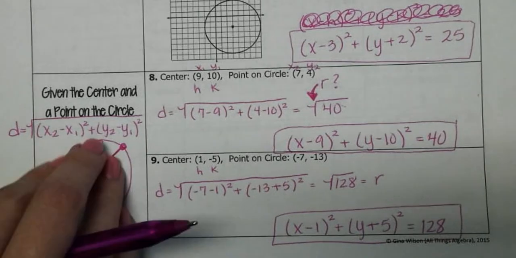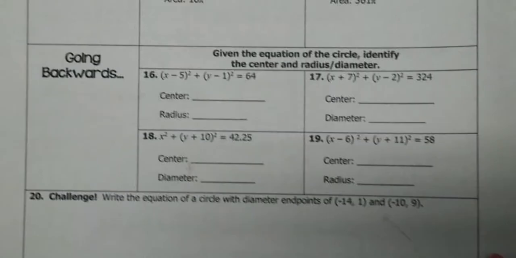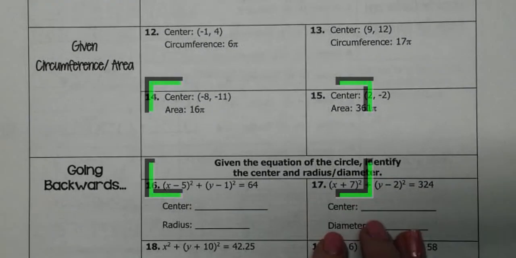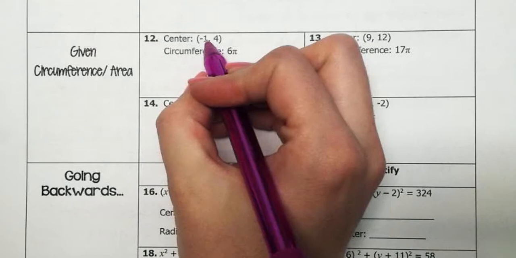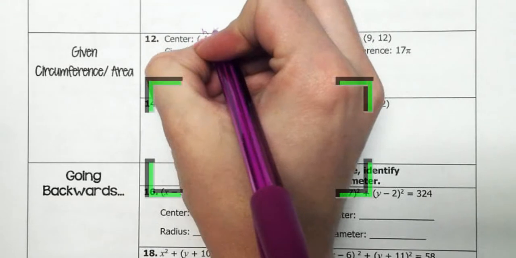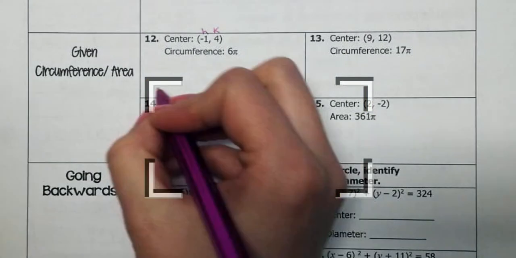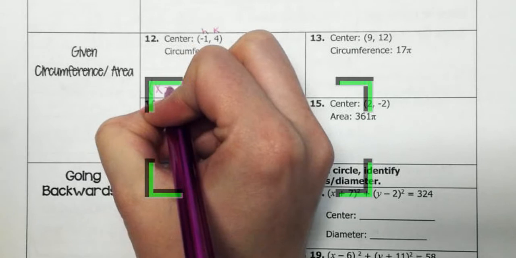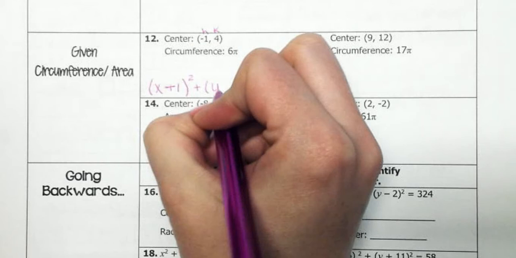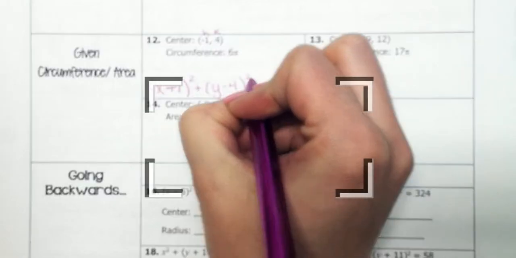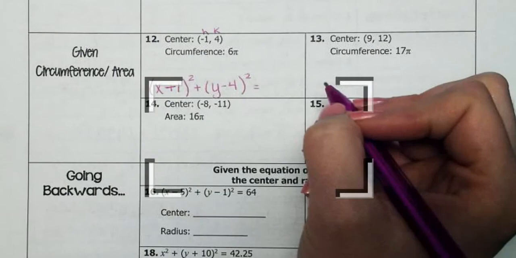So flip it over. I'm going to skip down to number 12. When we're given circumference or area, we can still find the equation of our circle. This is still our center, this is my h and this is my k. So I can start to set up my equation. I'd have x minus a negative 1 squared, that'll turn to a positive, plus y minus 4 squared. I just don't know what it equals yet because I don't know my radius.